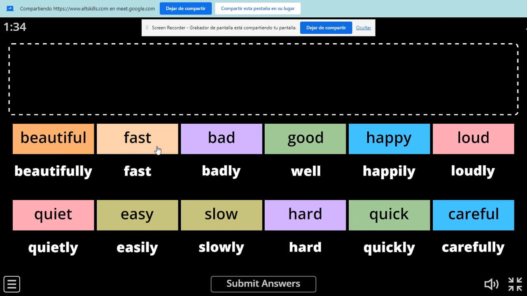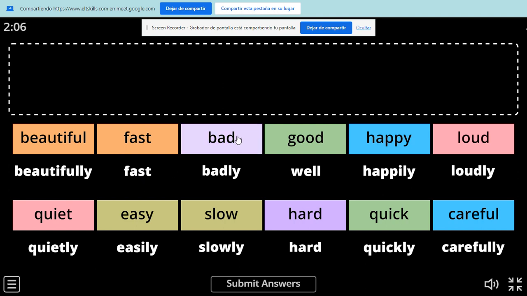Chicos, los adjetivos se parecen bastante a los adverbios. Se parecen, pero significan distintas cosas. ¿Qué significa beautiful en Spanish? Hermoso. ¿Qué significaría beautifully? Hermosamente. Fast es rápido. Fast.